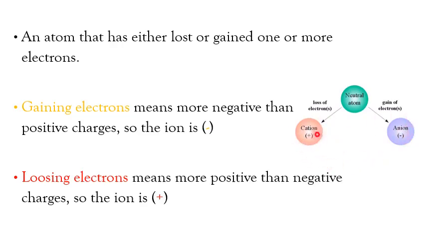So gaining electrons means more negative than positive charges, so the ion is negative. Losing electrons means more positive compared to the remaining electrons, so the ion will be positive.